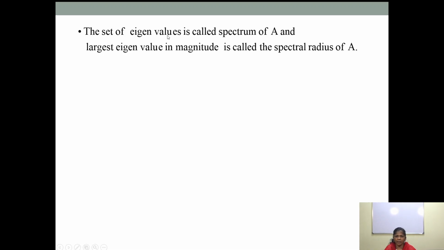The set of eigenvalues is called the spectrum of A. Now what does it mean? If we have a 2 by 2 matrix, how many eigenvalues are expected? It should have 2. If A is a 3 by 3 matrix, A will have 3 eigenvalues. The set of those eigenvalues is called the spectrum. And the largest eigenvalue in magnitude, meaning neglecting the negative sign, is called the spectral radius of A.